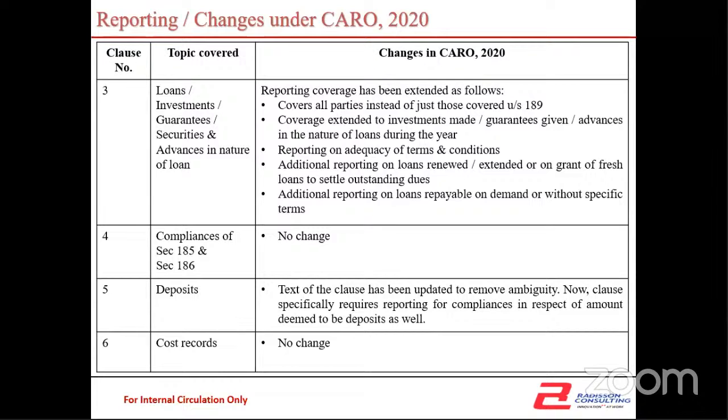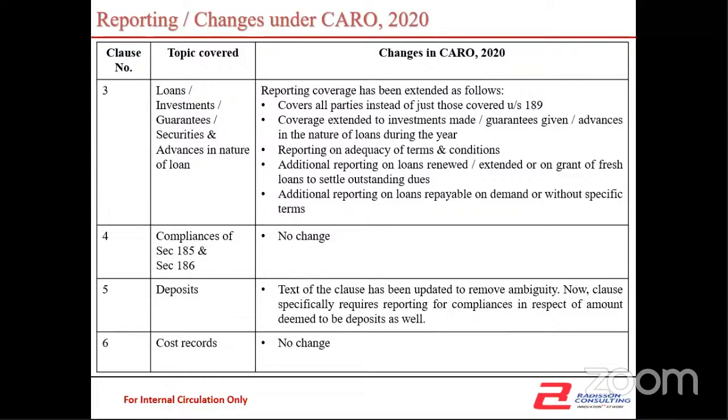Next point, additional reporting on loans repayable on demand or without specific terms. In such cases, the auditor is required to report the amount of loans, the percentage of such loans as compared to the total loans given by the company, and is also required to report if any such loans are given to the promoters or related parties of the company. Clause number 4, compliance of Section 185 and 186. There is no change in this clause.